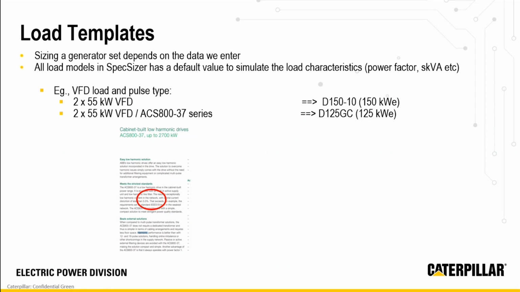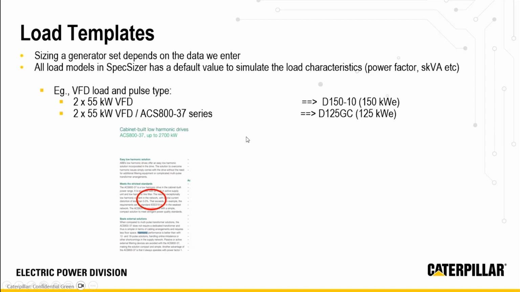As we already looked at for different load types, there is a default value for power factor, starting kVA, etc. Say in the absence of a data sheet or full information, a customer comes to you and says they have a 55 kilowatt VFD load. If you simulate that 55 kilowatt VFD load in SpecSizer, it will assume the default rectifier type of 6 pulse, and it will come up with the selection of a D150-10, which is a 150 kilowatt genset.